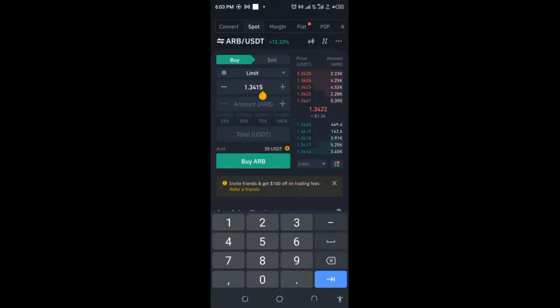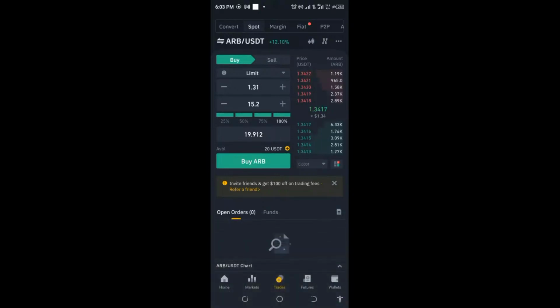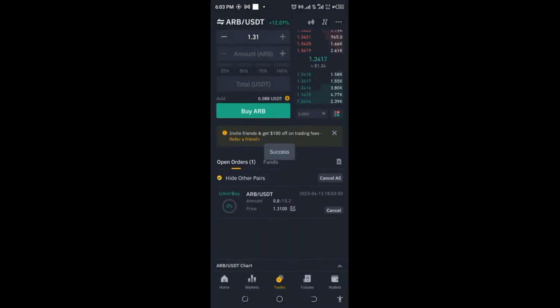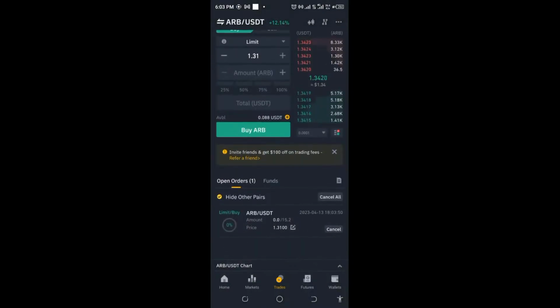No, let's go ahead and put 1.31. All right. Let's do this. So I'm going to pick up the 100%. It's giving me 19.91. It's giving me 15.2. I go ahead and buy. Okay. So currently we're in the queue. Let's see how long this takes, and I'll be back to give you the results.